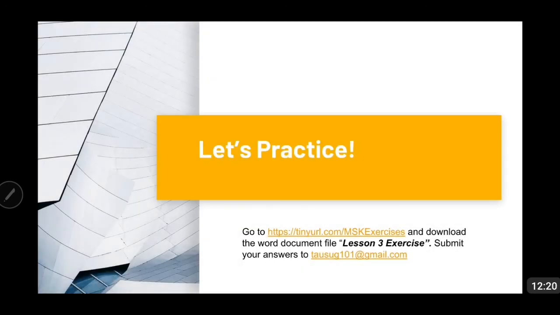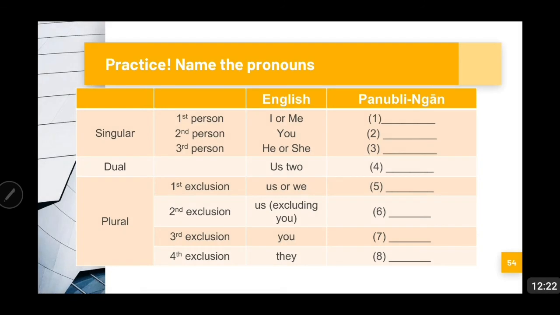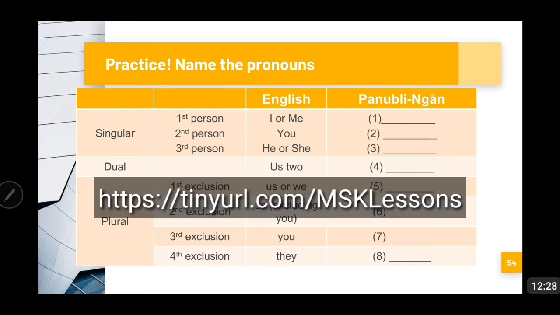So that is all. Let's practice. Try to solve this. You can also download the exercises at this link.